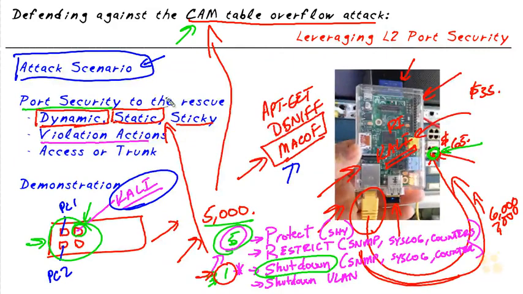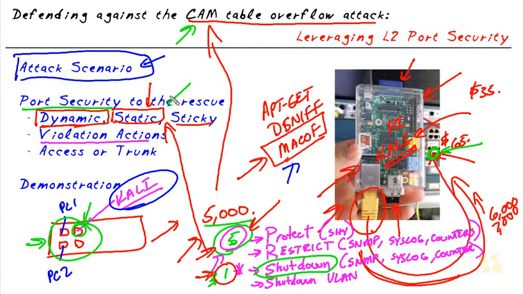Now, on the other hand, if we statically configure 1 MAC address on a port and we set the maximum to 5, that means we could still dynamically learn 4 more MAC addresses and still be within tolerance. It's that 6th MAC address, if our maximum is 5, that's going to tip the scale and set off a violation.